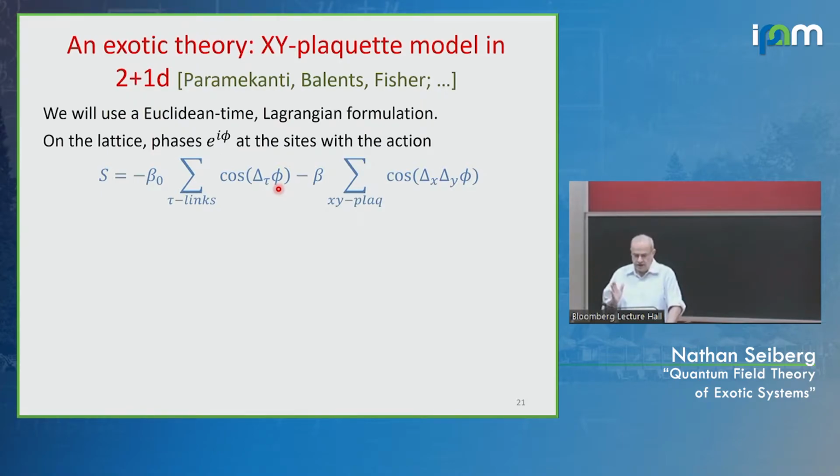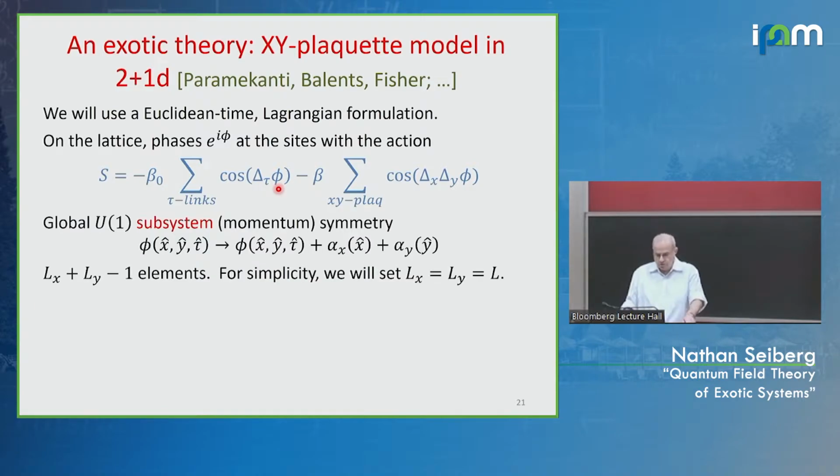And I'm going to follow exactly the same reasoning as in my talk on Monday. So this system has a subsystem global symmetry. Notice that phi depends on x, y, and tau, which are the integer values of the coordinates of my Euclidean lattice. And I can shift phi by an arbitrary function of x plus an arbitrary function of y. Not just a constant, I can put an arbitrary function of x here. And notice that this term is invariant because delta tau kills these things. And this is invariant because delta x delta y kills these terms, kills also these terms.